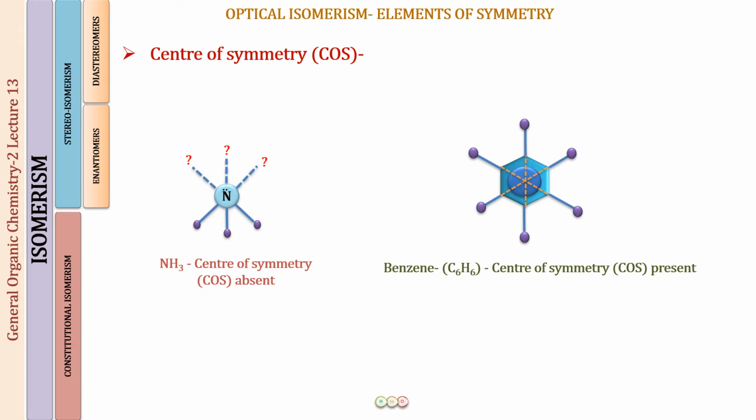If a plane of symmetry is present, the molecule is achiral. If a center of symmetry is present, the molecule is going to be achiral. If either of the two is present, the molecule is going to be achiral. If both of them are present, the molecule is going to be achiral.